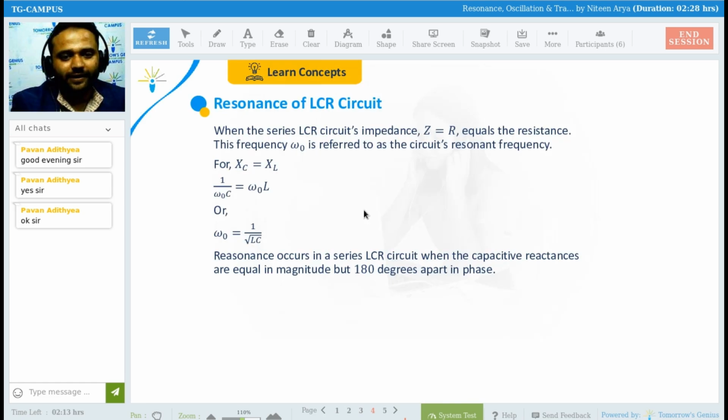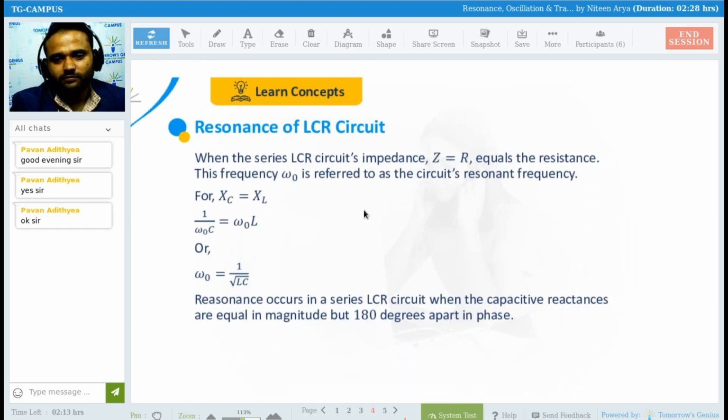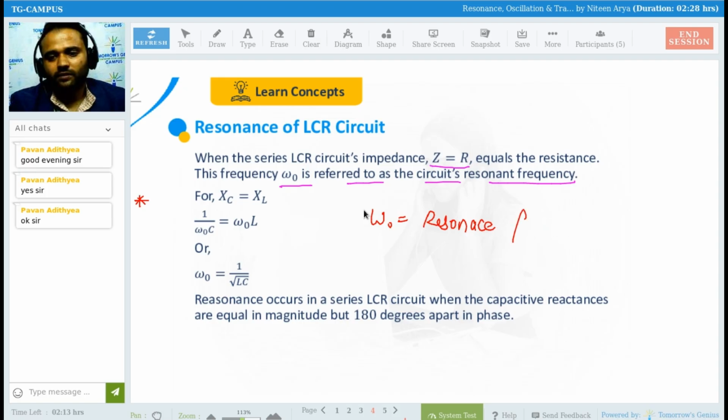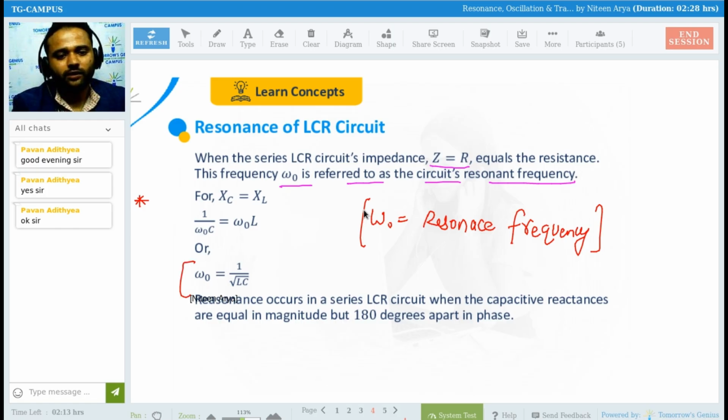Okay. So when the series LCR circuit impedance Z equals R, the resistance, this frequency omega naught is referred to as the circuit resonant frequency. So this is important also. I explained this also. This omega naught is known as resonance frequency. Resonance frequency. Or 1 by omega naught C equals omega naught L, omega naught equals 1 by root LC.